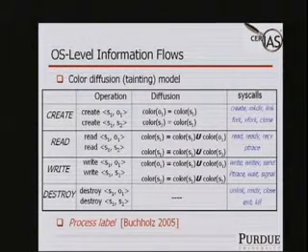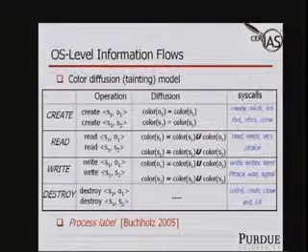Process coloring is based on a very solid theory. It's based, more specifically, on information flow theory. Information flow is a well-established theory that captures the interaction and influence between objects and subjects. I consider this work the instantiation of the abstract information flow theory in the context of operating system and operating system level objects and subjects.